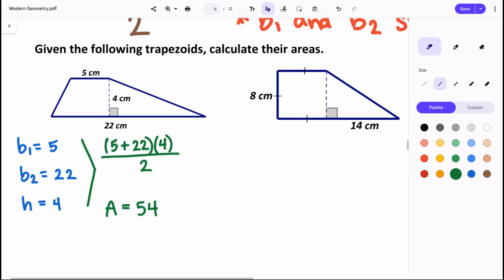$54. And what's your label for area still? Centimeters squared. Good. Okay, not too bad. Like I said, that one's pretty easy because they're giving you everything that you need. All right, now let's take a look at the next one.